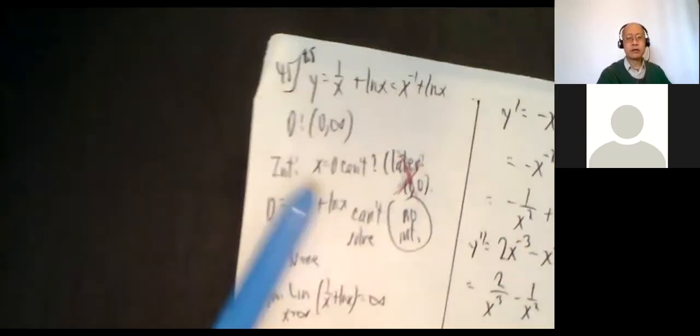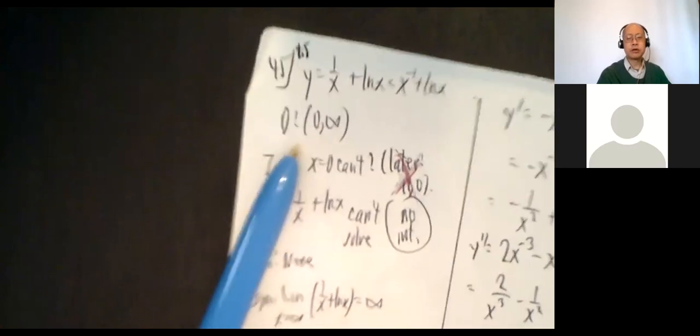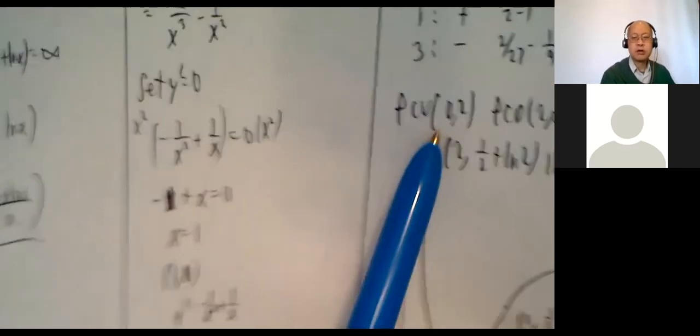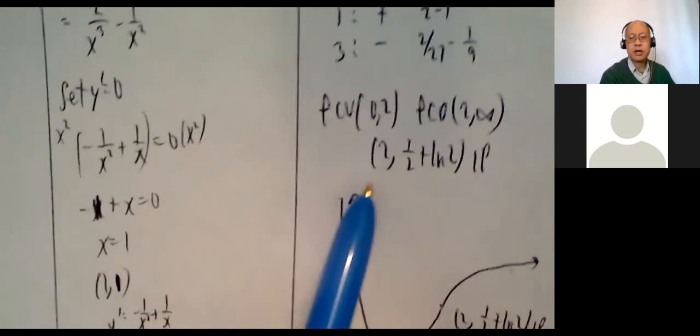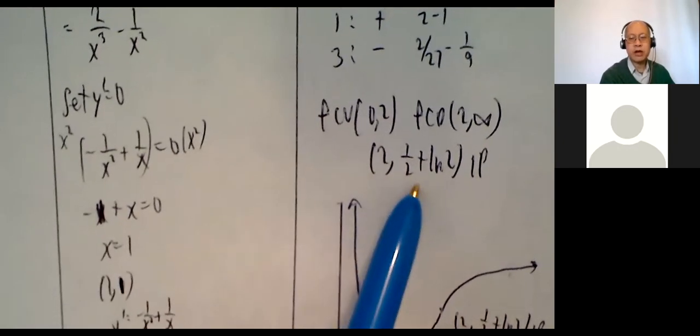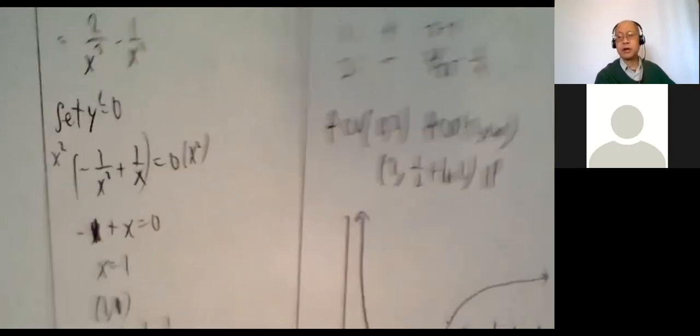So f is concave up only from 0 to 2. You can't say from negative infinity to 2 because there is no graph out there. The domain is only 0 to infinity. So concave up from 0 to 2, concave down from 2 to infinity. So this point (2, 1/2 plus ln 2) is an inflection point.